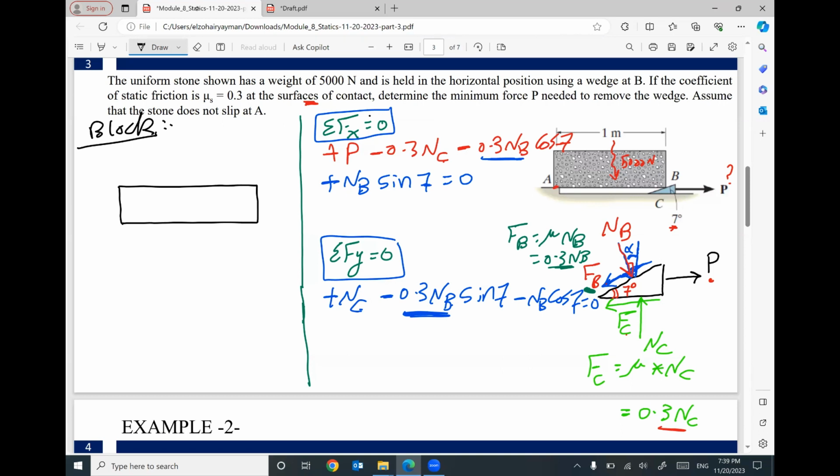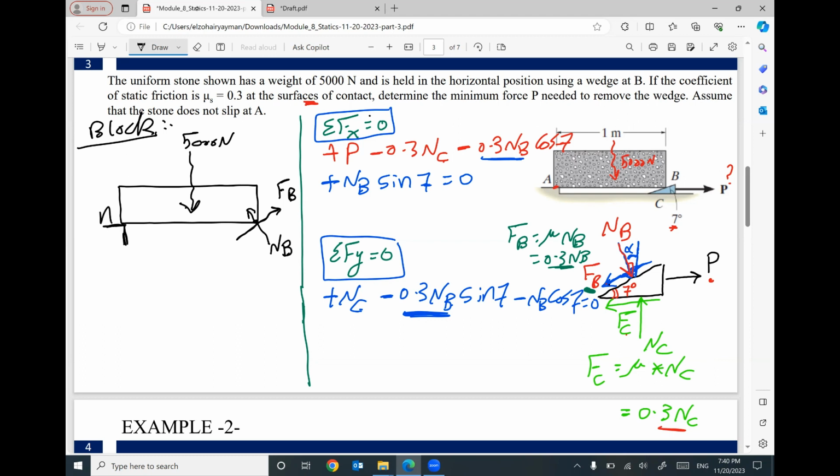This is the block. We have a weight here, 5,000 Newton. And I think at the contact B, I will have a force in opposite direction, which is called FB. Remember, the force FB on the wedge will be in opposite direction on the block. And the force in B perpendicular on the wedge like this, so it will be like this. That makes sense? And we have point A.